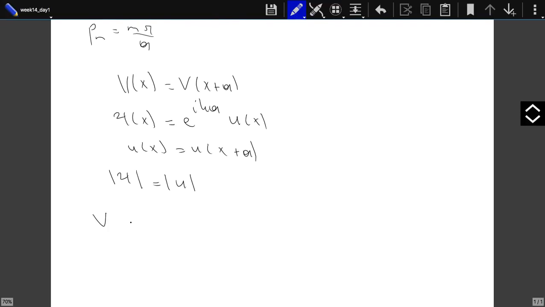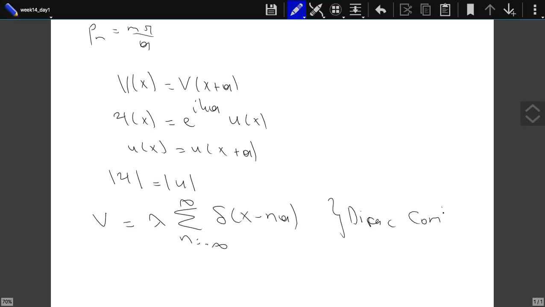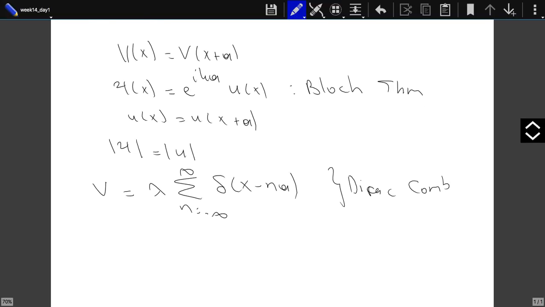And then we said, let's assume that V is given by some coefficient times the sum of Dirac deltas from minus infinity to plus infinity. This is called a Dirac comb. By the way, this is Bloch's theorem. So we were studying this Dirac comb and trying to identify the band structure.